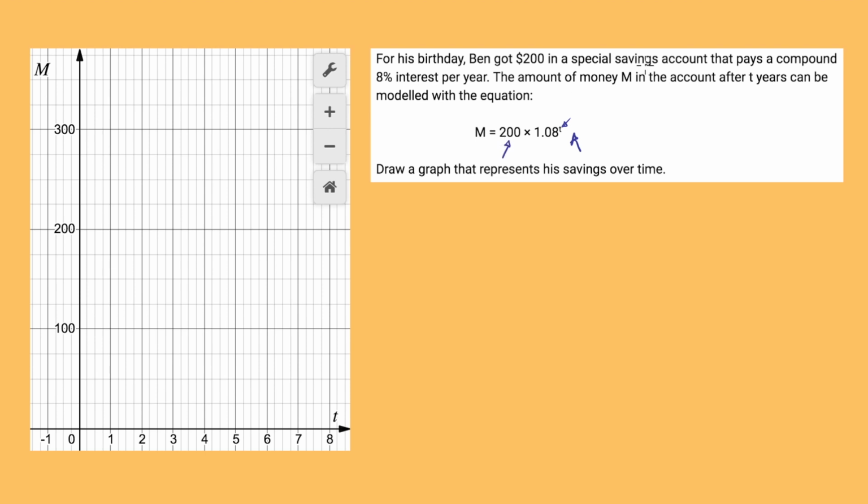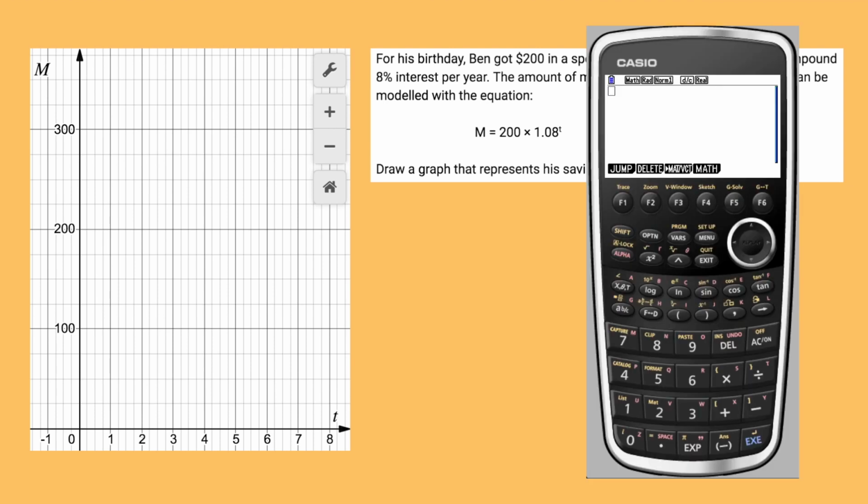The 200 in front of the exponential expression represents a vertical stretch, just like the number in front of the x squared did in parabolas. However, we still really don't know how to draw this. Enter plan B. Let's use the calculator.